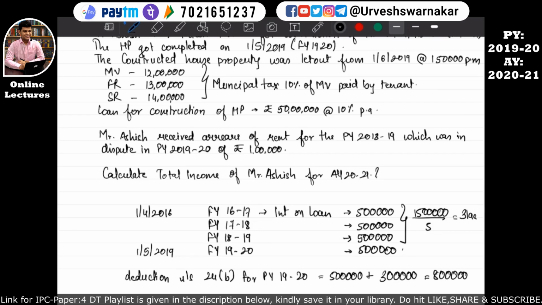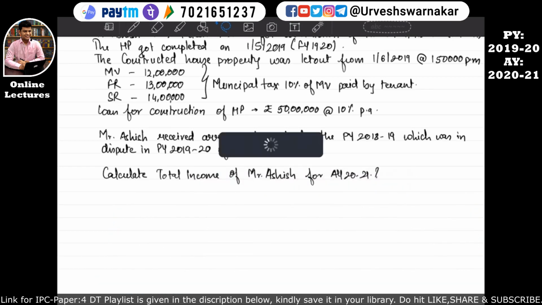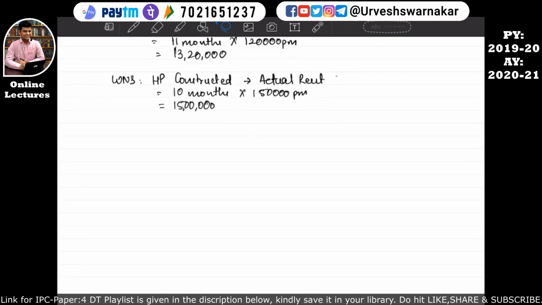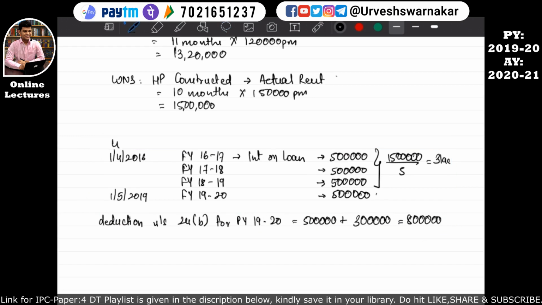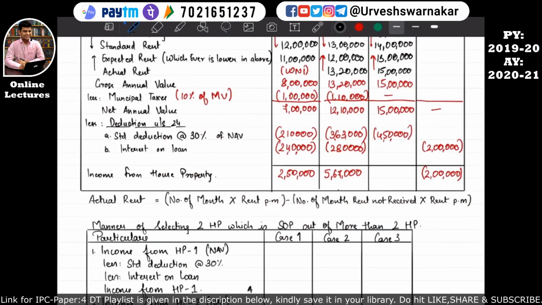So let's take this calculation. Let me cut this calculation and take it over here. Working note number 4. House property constructed, deduction under section 24 subsection B. I hope this is quite clear to you. So here we will write 8 lakhs. 8 lakhs is allowed as deduction. I hope this is quite clear to you.